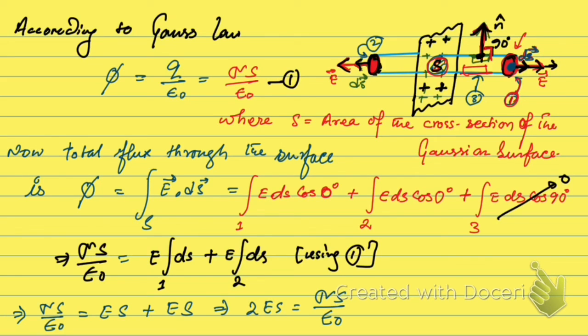Here you can see clearly S cancels, so E is equal to sigma by 2 epsilon naught, right? So sigma by 2 epsilon naught is the electric field due to an infinite plane sheet. So hope you have understood this.